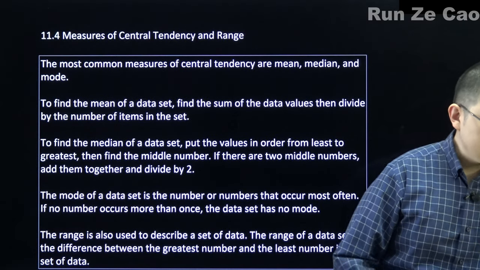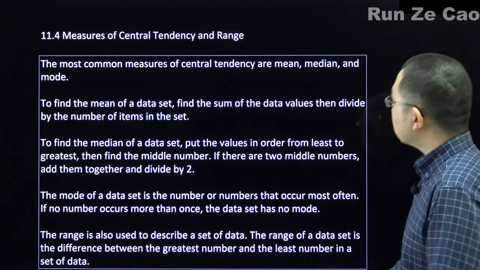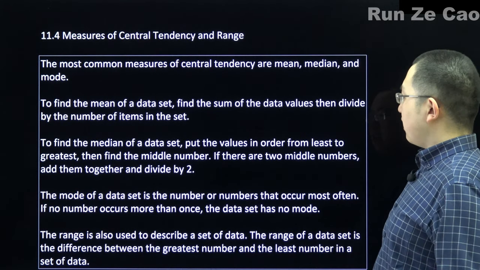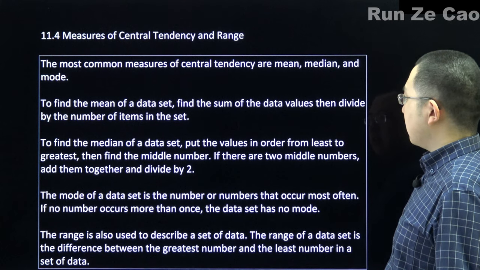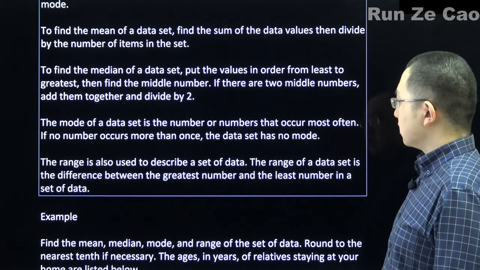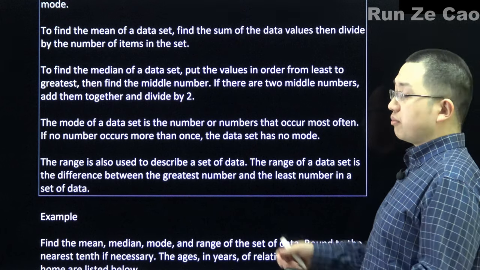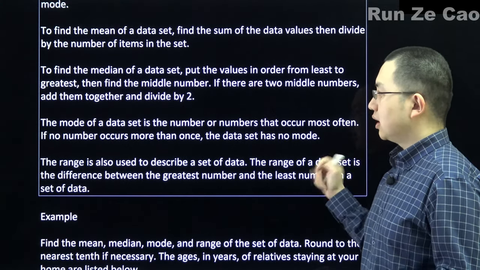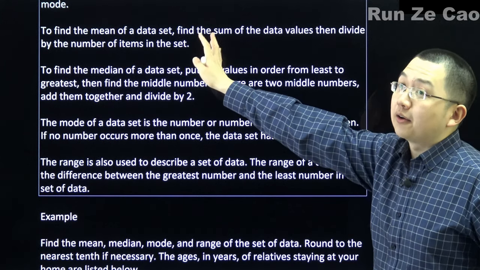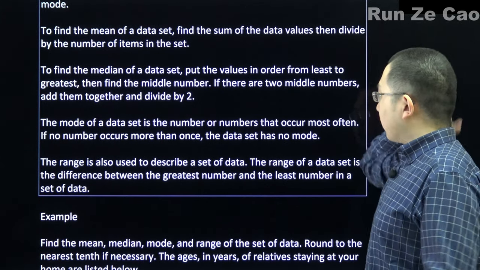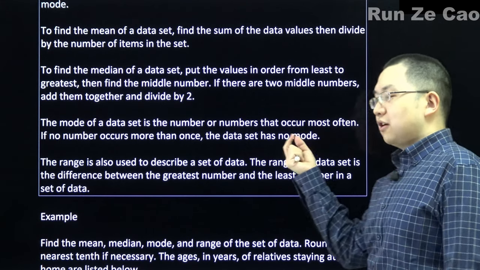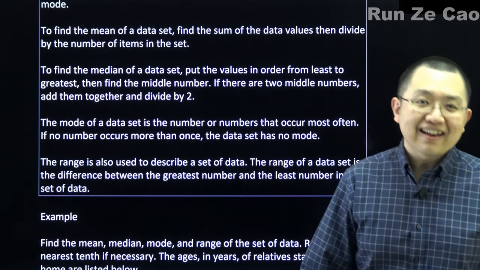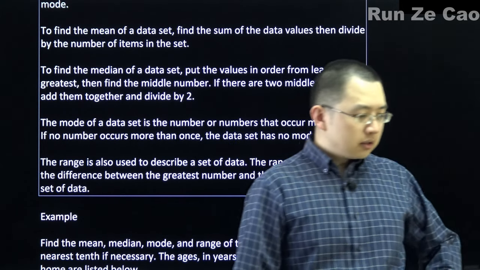Central tendency and range. The most common measures of central tendency are mean, median, and mode. To find the mean of a data set, find the sum of the data values and then divide by the number of items in the set. To find the median, you put them in order from least to greatest, or greatest to least for that matter, because when you're looking for the median, it doesn't matter. And then you find the middle number. If there are two middle numbers, you add them together and divide by two. In other words, if there are an even number of items in the data set.